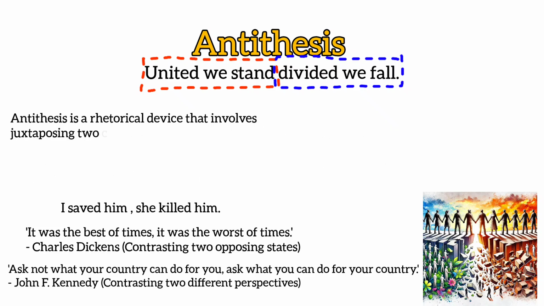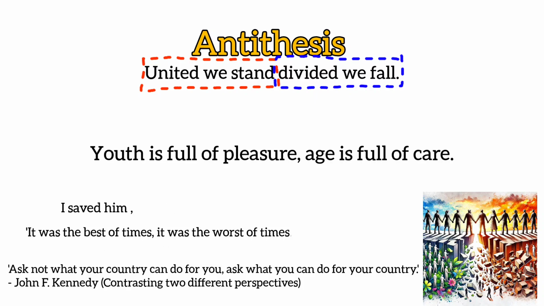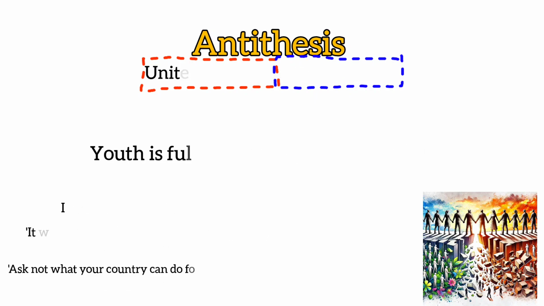Again, another example. Youth is full of pleasure, age is full of care. So, youth, pleasure, age, care. These contrasted ideas are placed together in a balanced form for emphasis. Now, experiment with antithesis in your writing and speech and watch your language skills get better.